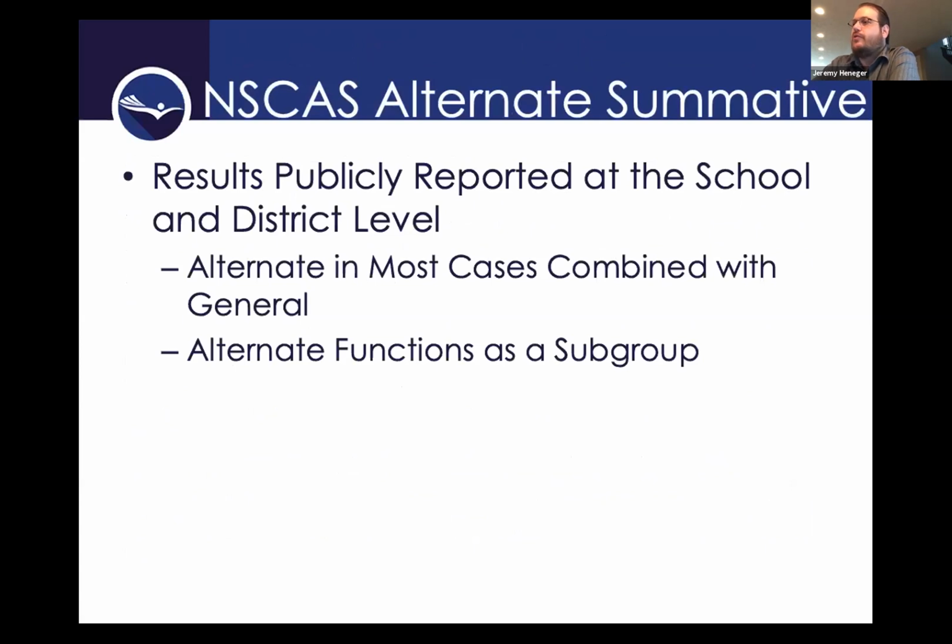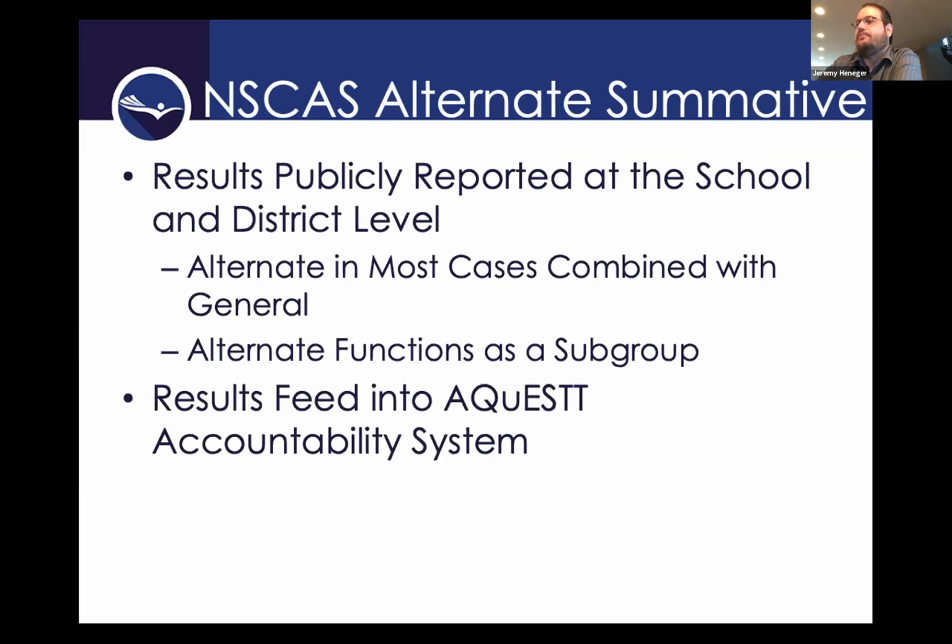So the results are publicly reported just like the general. In most cases, the alternate assessment results are combined with the general assessment results. And then the alternate functions as a subgroup. So you might be able to pull ELA down with a certain grade and be able to see the results for all the alternate students in the state on a particular test on the NEP. The results are fed into the AQuest accountability system.